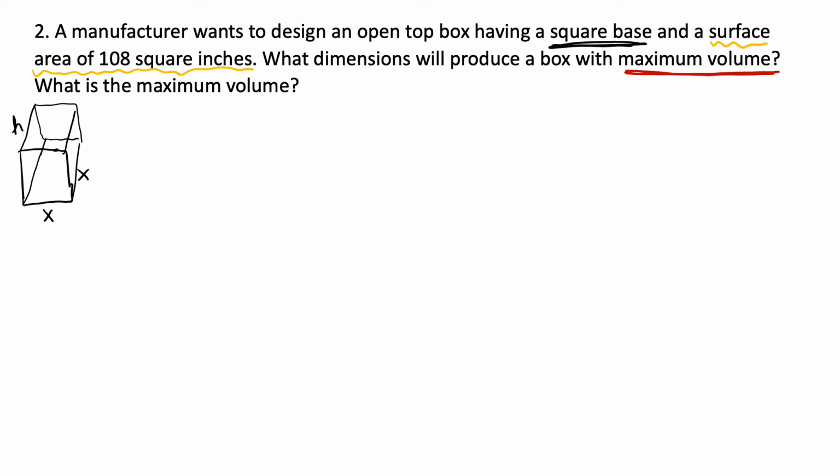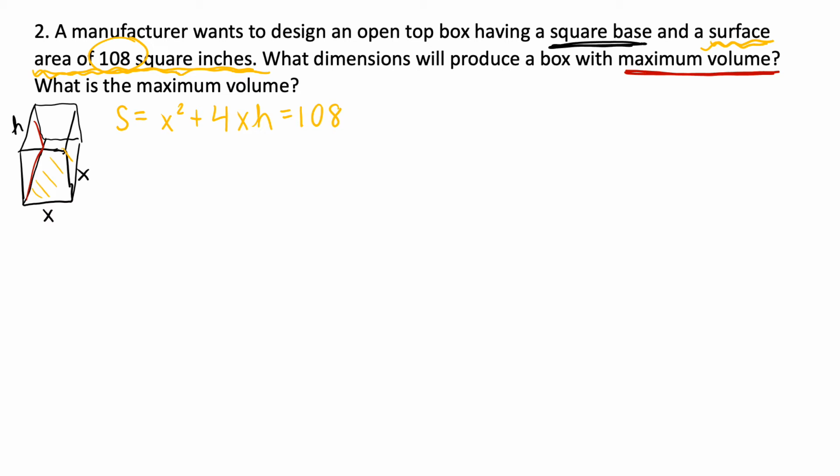Okay, so something that we know is the surface area. So our surface area, let's call it S, is equal to the bottom, so that would be x squared, plus, now there's no top, but there are 4 sides, and each side is going to be x by h. So 4 sides, and they are each area of xh. So our surface area is x squared plus 4xh, and they gave us a value. This is equal to 108 square inches.